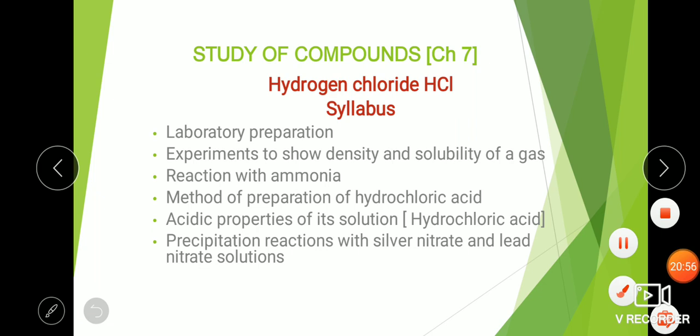In the next lecture, be prepared. We are going to take the method of preparation of hydrochloric acid, acidic properties of its solution, like 6 or 7 reactions, and then in the ending part we will have precipitation reaction with silver nitrate and lead nitrate.